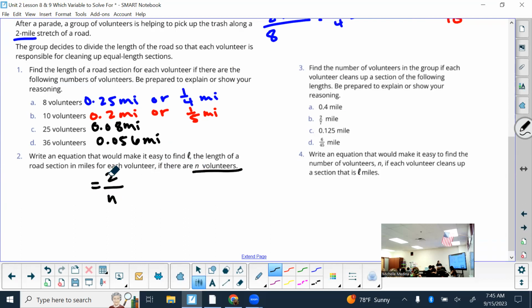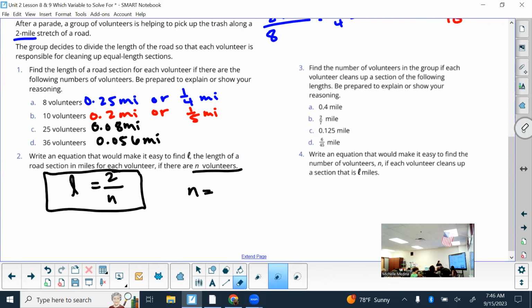And did that alone give me my length? Yep, it gave me the length that each person needed to clean. So this is what they mean by that. That would be the only right answer, although technically you could do n equals, or maybe that's like the next step. So maybe I won't take that away. But when it says makes it easy to find L, it wants that variable alone on one side.